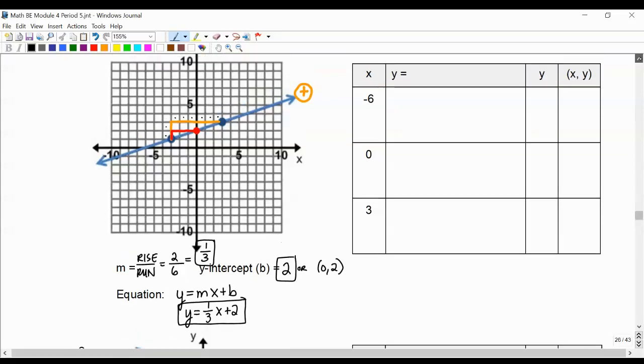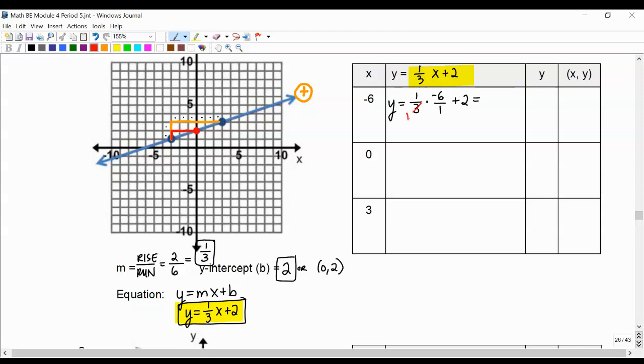Next, we're going to go over to our table, and we're going to write this equation up at the top. So our equation is y equals 1/3 x plus 2. And then they've picked 3 values just randomly that we're going to plug into this equation. And we're going to also double check on the graph that they are checking out. So the first one we're going to plug in is -6. We have 1/3 times -6. We'll put it over 1 because we're going to need to cancel that, plus 2.